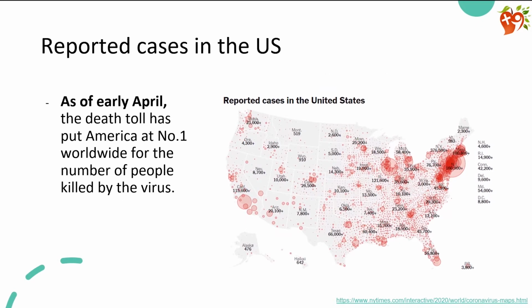The U.S. has been one of the countries that was hit the hardest by COVID-19. In early April, the death toll in the U.S. has surpassed Italy's, putting America at number 1 worldwide for the number of people killed by the virus. As of the end of June, at least 1,820,200 people across the U.S. have tested positive for the virus, and at least 105,000 patients with the virus have died.